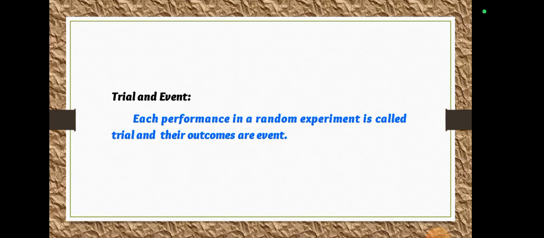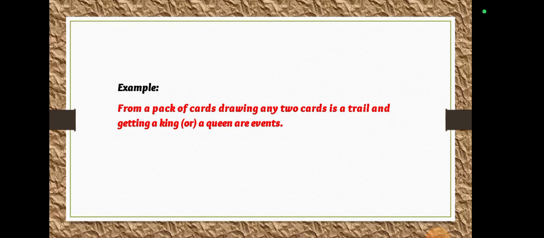Next definition is trial and event. Each performance of a random experiment is called a trial and the outcomes are events. Example: from a pack of cards, drawing any two cards is a trial and getting a king or queen are events.